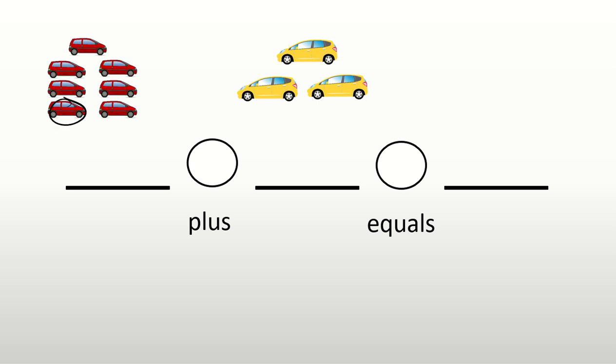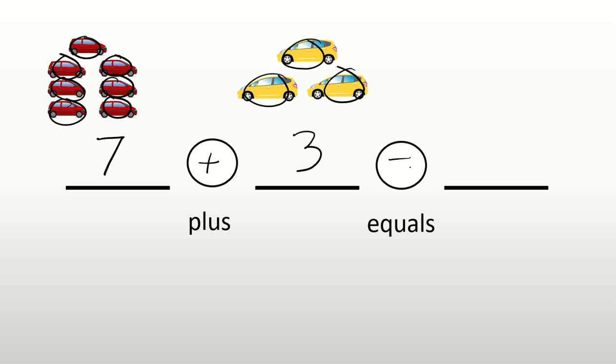For the red cars, we have 1, 2, 3, 4, 5, 6, 7. And we're doing addition today, so we're going to do plus. You have to count up the yellow cars. So 1, 2, 3. Making it an equal sign, so we know this is a complete number sentence. So let's add them all up. We started with 7 on this side here with the cars, so let's just count on. 7, 8, 9, 10. So 7 plus 3 is going to equal 10.